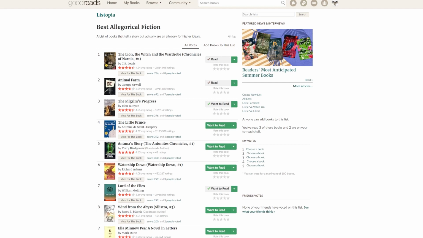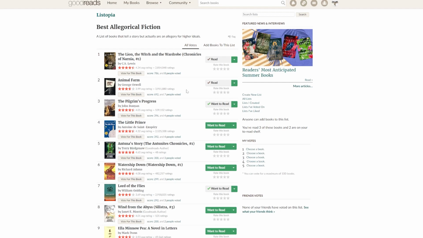So if we take a look at this, obviously The Lion, the Witch, and the Wardrobe is the most famous book for allegories. The second one is Animal Farm. We'll go over an article a little bit later about Animal Farm and the different allegorical aspects of that particular story. Pilgrim's Progress is even more on the nose than The Lion, the Witch, and the Wardrobe. That's something else we're going to go over in the article that I found.